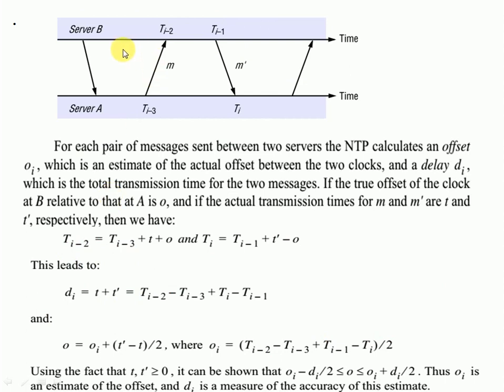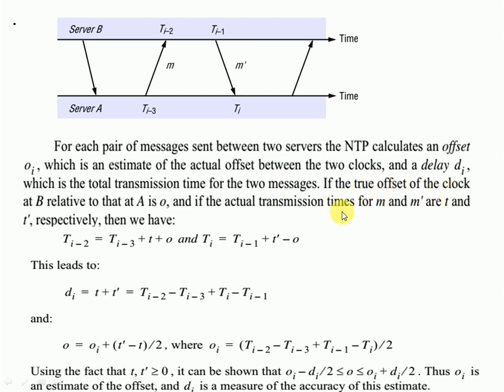Now here, server B is sending a request to server A, and again server A is giving the time to server B. Like that it happens. For each pair of messages sent between the two servers, NTP calculates an offset Oi, which is an estimate of the actual offset between the two clocks, and a delay Di, which is the total transmission time for the two messages, right? In the sense that the offset associated with the delay combined we call the transmission time for the two messages.